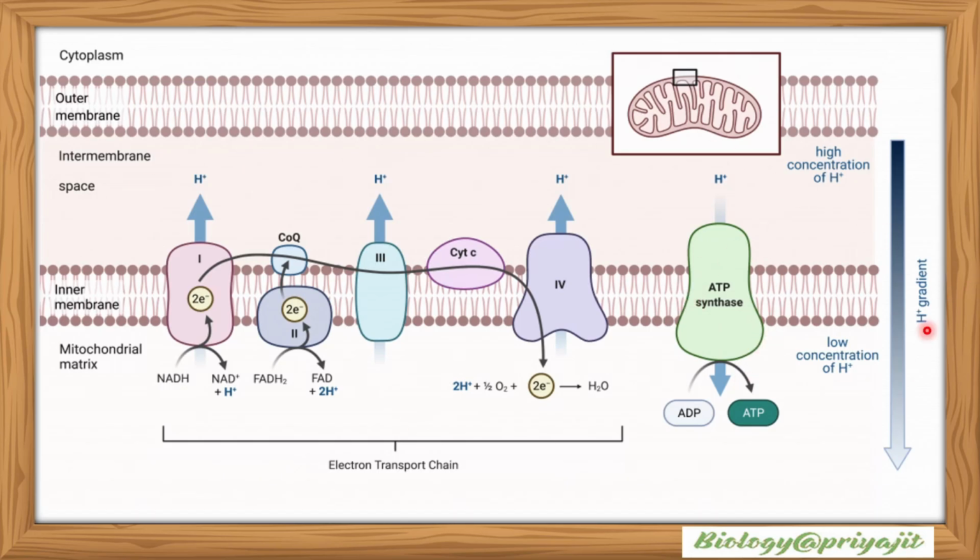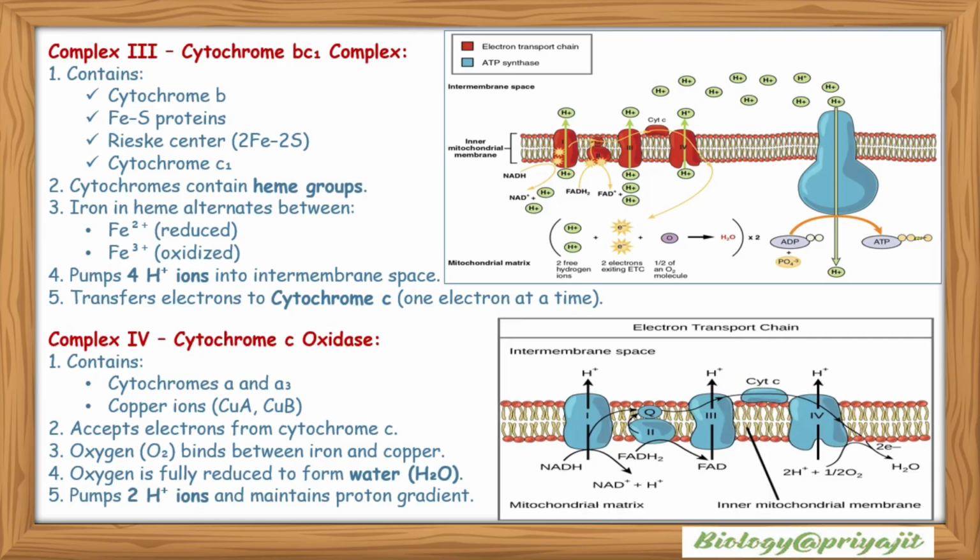We'll discuss in detail. So complex 3, what does it do? It is also known as the cytochrome BC1 complex. It contains cytochrome B, cytochrome C1, iron sulfur protein and Rieske center, that is also an iron sulfur center. Cytochromes contain the heme group as in hemoglobin. So the iron component of the heme alternates between two oxidation states, that is Fe²⁺ is the reduced state and Fe³⁺ is the oxidized state, and then it pumps 4 H⁺ ions into the intermembrane space. Then it transfers electrons to cytochrome C, one electron at a time.